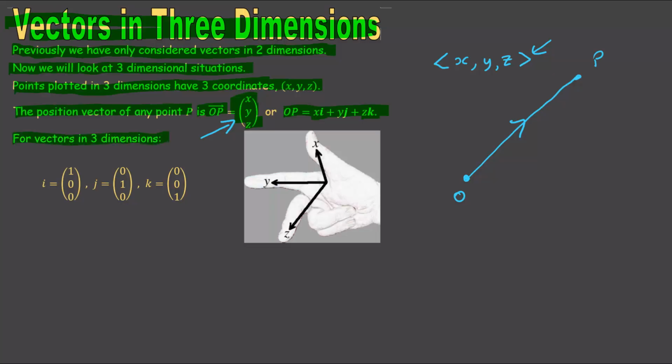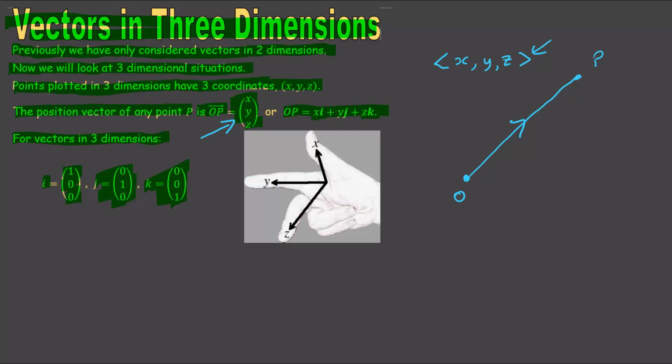For vectors in 3 dimensions, the vector i is (1, 0, 0), so that's 1 in the x direction and no movement at all in the y and the z. j is (0, 1, 0), and k is (0, 0, 1).